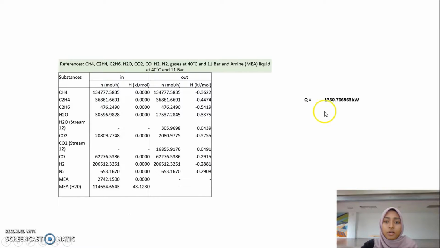Okay, so to find the Q, the heat released by the unit, I multiply the outlet flow rate by the H of the outlet stream, summed up, minus the multiplication of the inlet flow rate and the H of the inlet. Hence, I will get 1330.77 kilowatt.